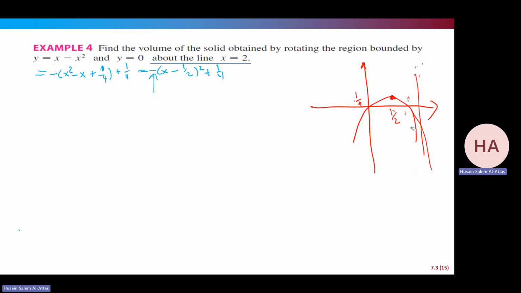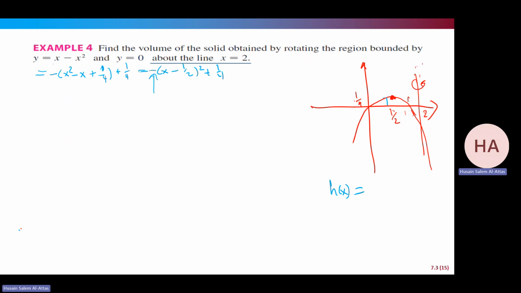So the parabola will do something. This is my axis of revolution at 2. Now I will take my line parallel to this, parallel to the axis of revolution. I need to find h of x. Things will be in terms of x, since I have it.